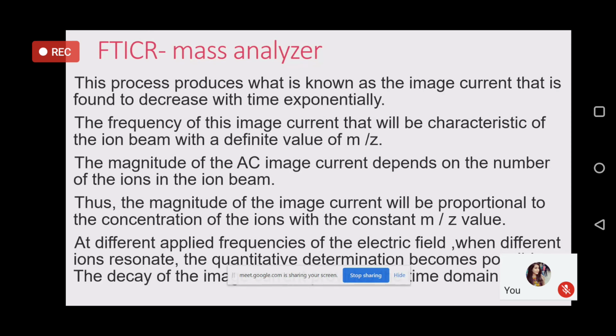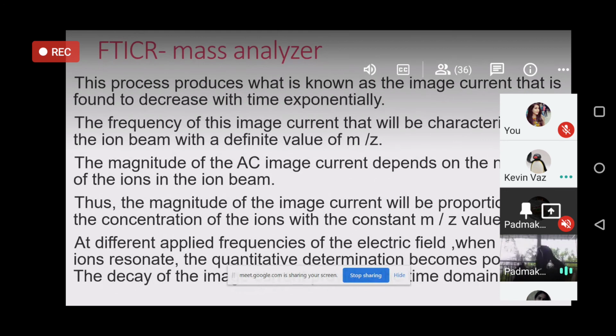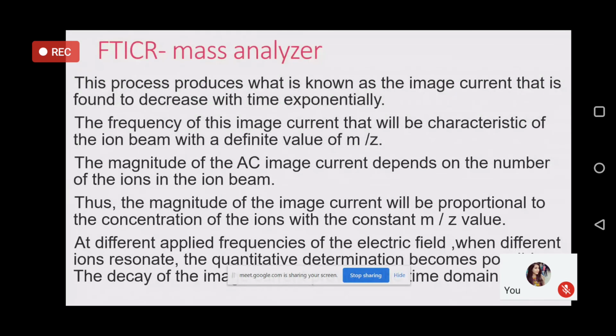So basically, what is being done? Energy is being absorbed. The velocity will change. It is not that that particular ion is going to be affected only because of the change in velocity. What it says is that the ion cyclotron resonance phenomenon will produce an image current in the circuit because of the increased velocity of the ions with one particular m by z value. And this image current decays exponentially with time.